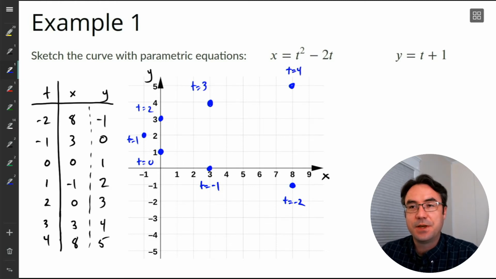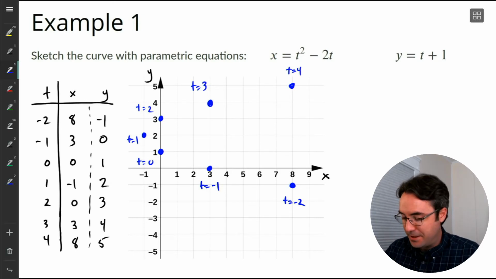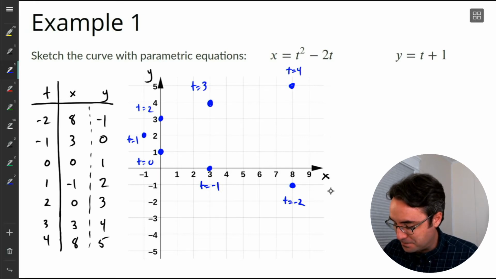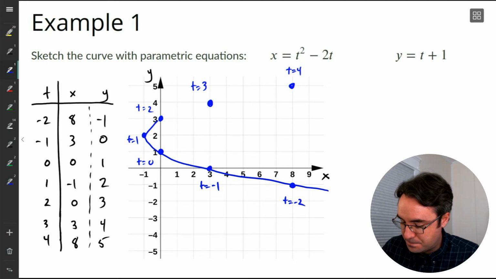All right. So we've plotted all of our points, and now we're just going to connect them kind of in order of increasing time. So let's see how we do this. Hey, not too bad.